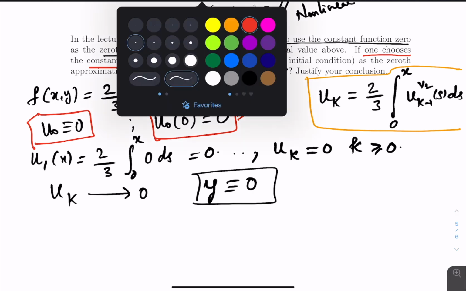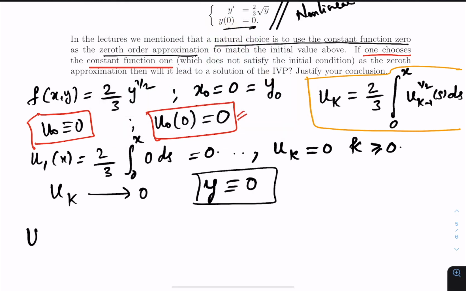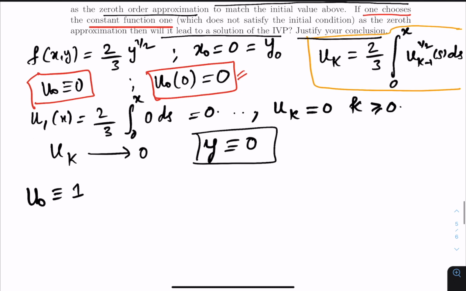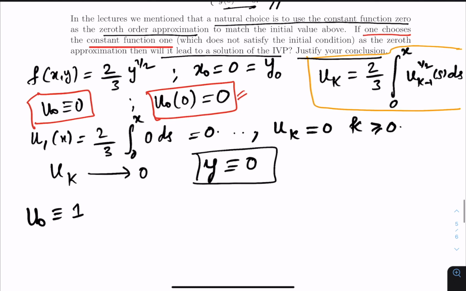So if we choose your u0 to be 1, then what happens? Will it lead to a solution to the initial value problem? If yes, why, and if not, why not? Justify your conclusion. That's what. So if I choose, first of all, can we do this? Right. So that's what this problem is asking.